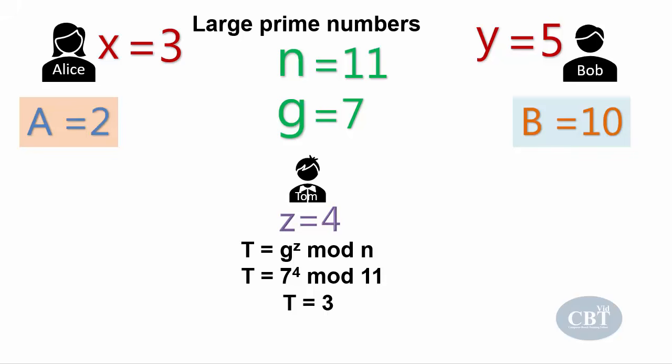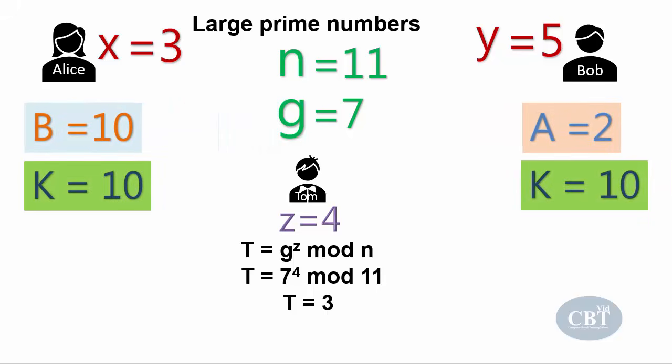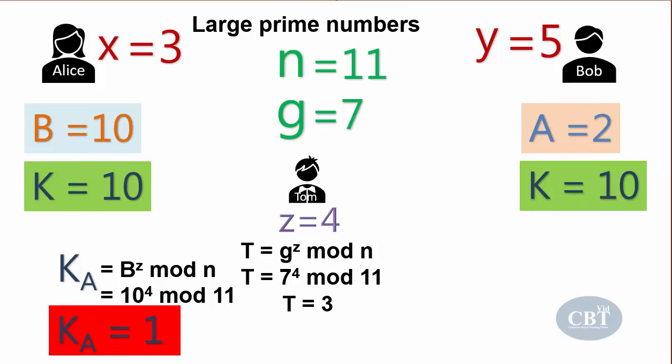Now, in the meantime, Bob and Alice have calculated their A and B, and now they exchange their A and B, and then they come up with their key, which is 10. Now let's see if Tom can calculate the same values. So on Alice's side, Tom is going to use this formula: the B that Alice received from Bob to the power of Z, which is Tom's private number, modulo N. So that will be 10 to the power of 4 modulo 11, and the result is 1, which is not equal to what Alice calculated.